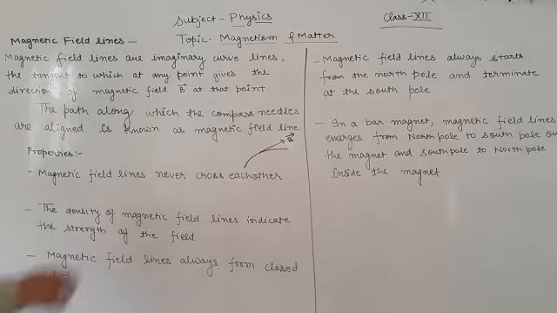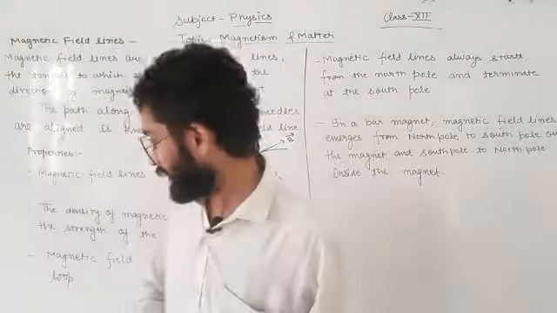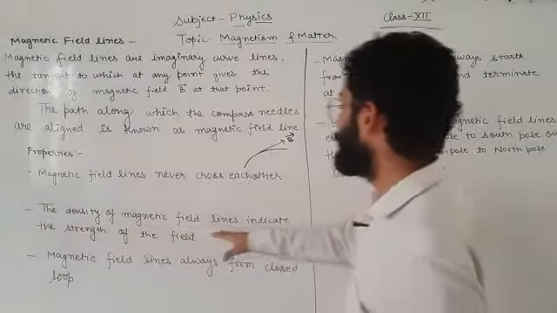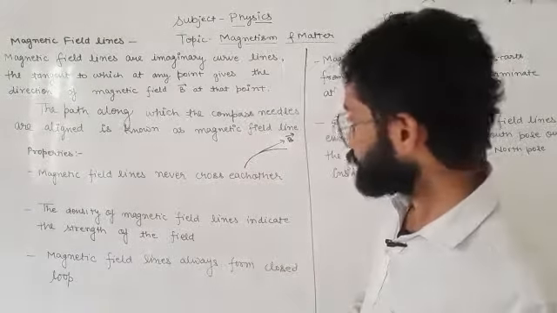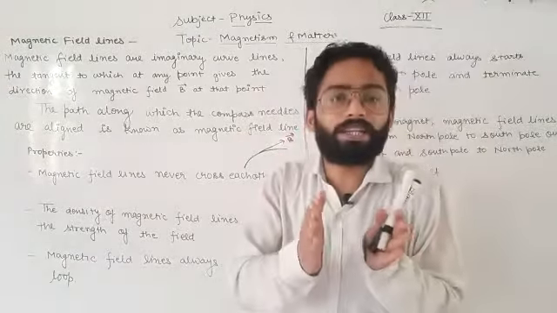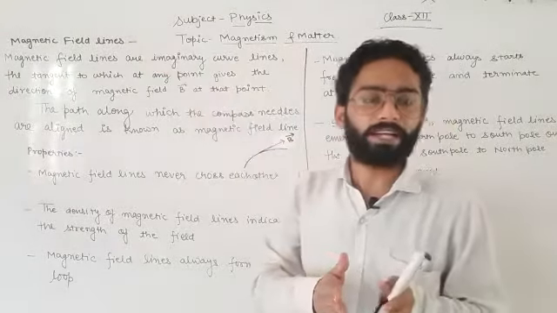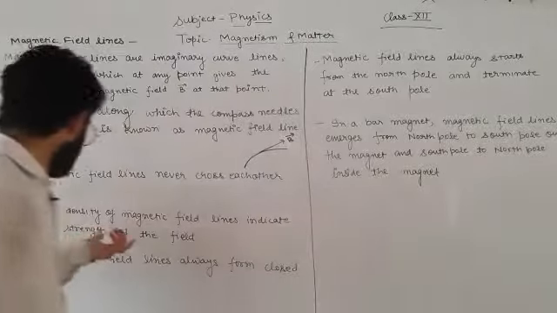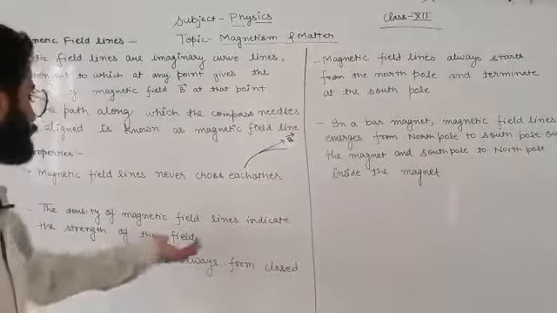The second one is that the density of magnetic field lines indicates the strength of the magnetic field. What am I saying? The density of magnetic field lines indicates the strength of the field. The closer the magnetic field lines, the more will be the strength. So the density of magnetic field lines indicates the strength of the field.